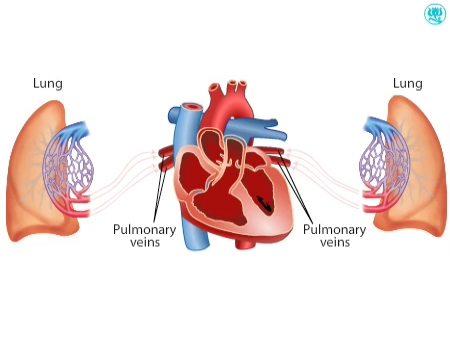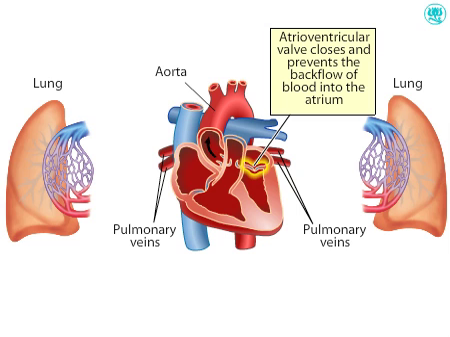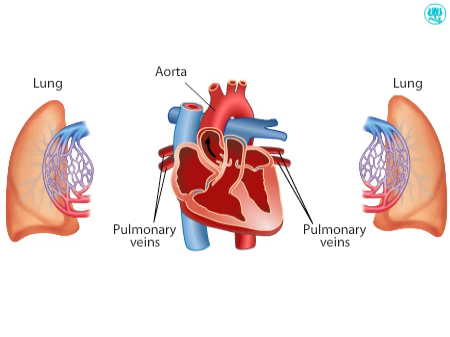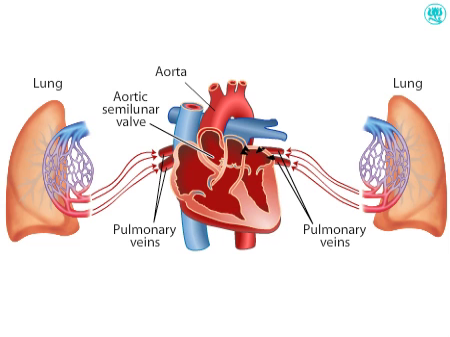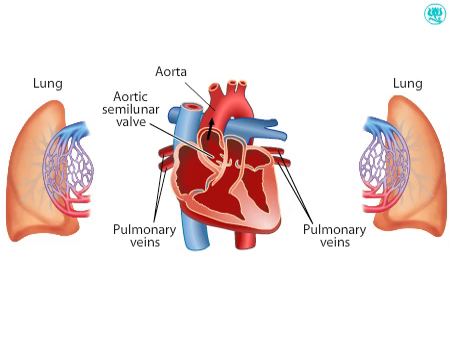The contraction forces the blood to exit into an opening that leads to the largest artery in the body, the aorta. The atrioventricular valve closes and prevents the backflow of blood into the atrium. The aorta is closed off from the left ventricle by a one-way valve, the aortic semilunar valve. It is oriented to permit the flow of the blood out of the ventricle, but it snaps shut in response to backflow.